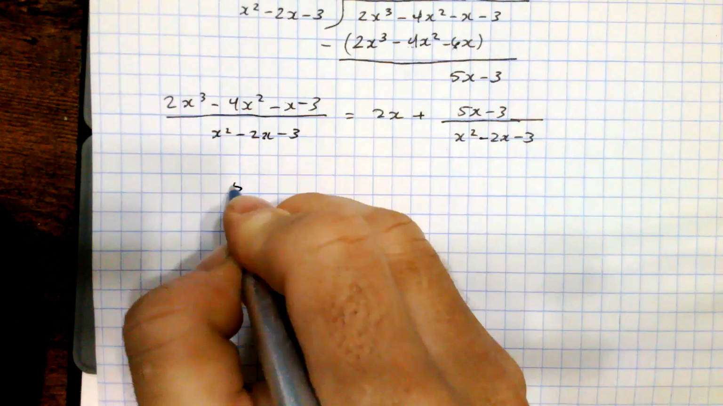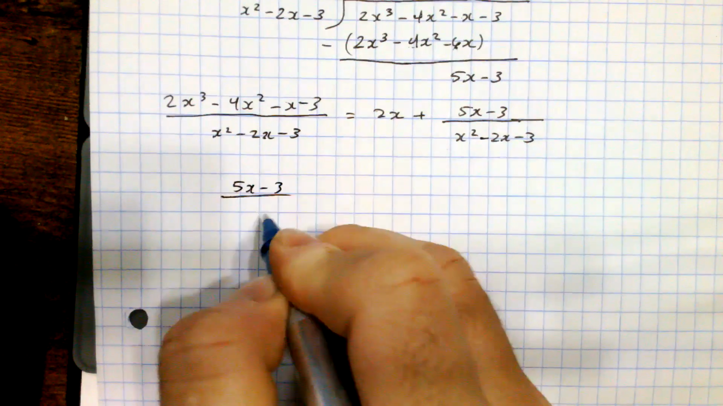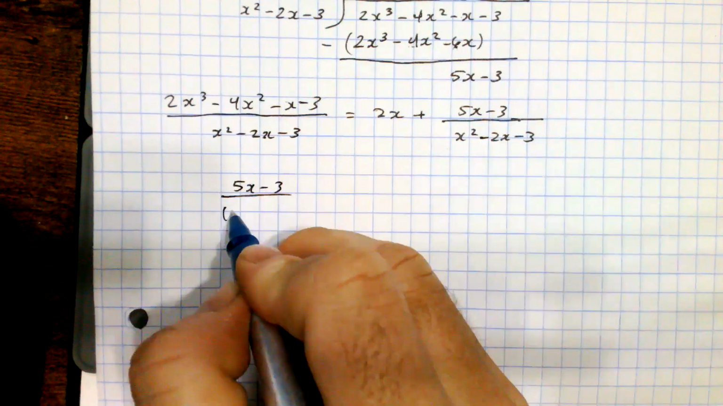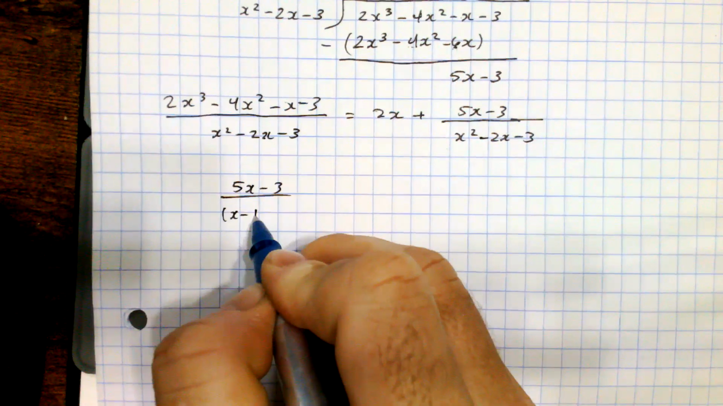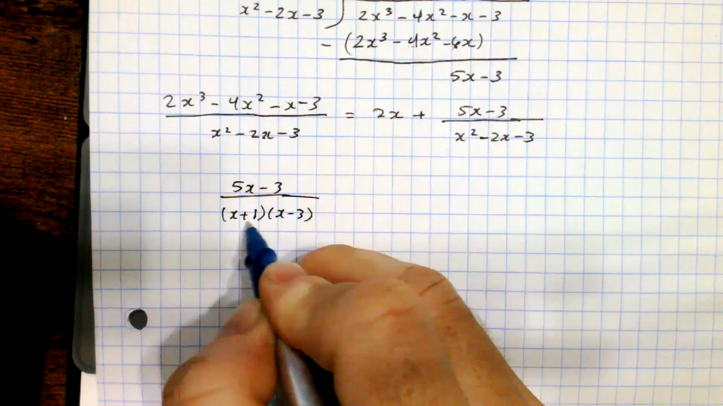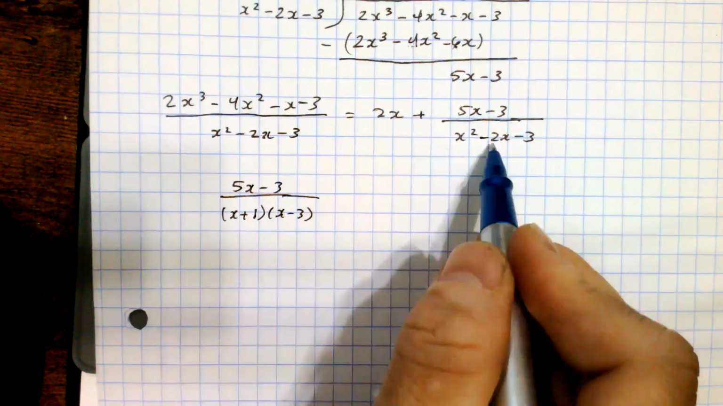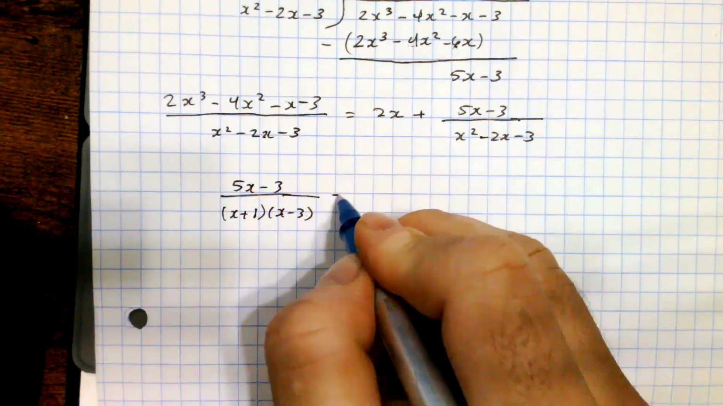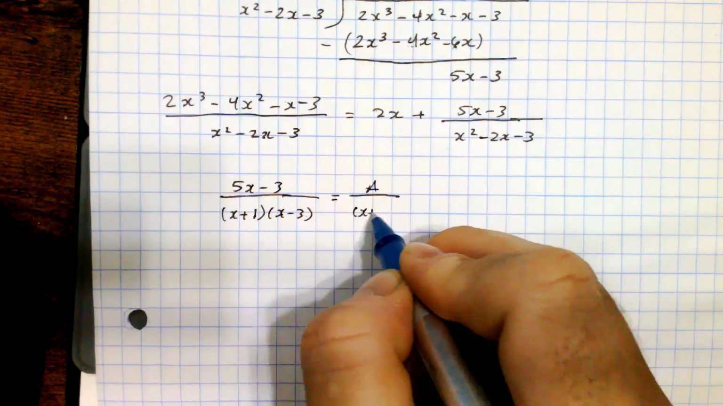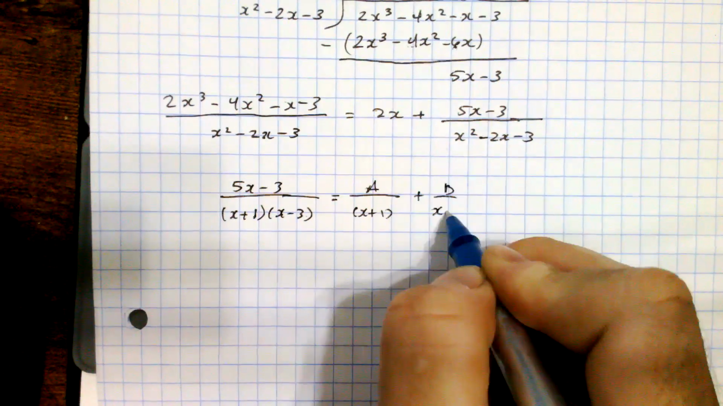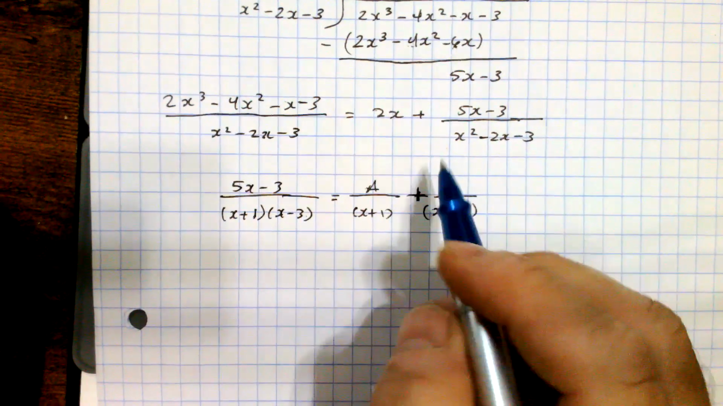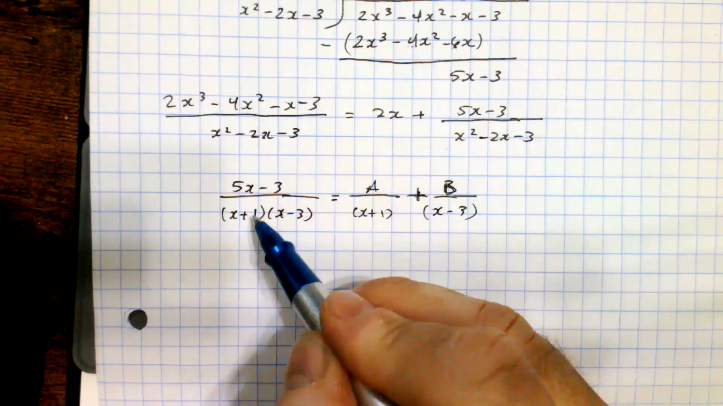Okay. So we have 5x minus 3 over, factoring x squared minus 2x minus 3, we get x minus 3 and x plus 1. Does that work out? X squared minus 3x plus x. That's going to be minus 2x and then minus 3. Yep. Okay. Since these are both linear factors, we don't need to worry about any confounding problems there. So it's going to be a over x plus 1, b over x minus 3. Okay. And just like before, we're going to multiply everything through by this product.